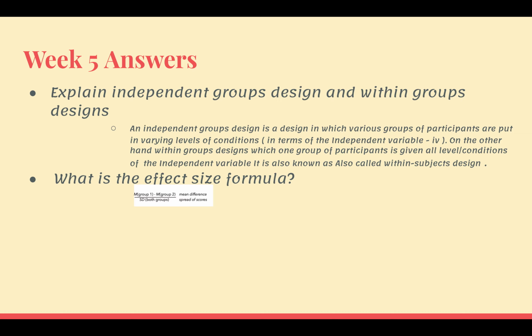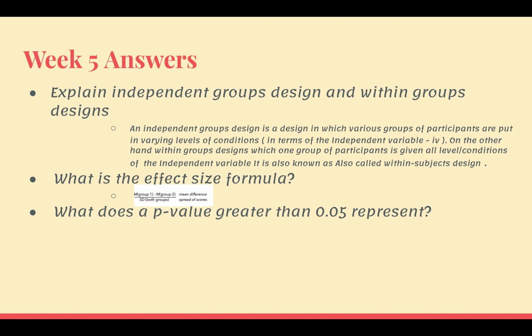What is the effect size formula? The effect size formula is as shown in the diagram, but it's basically mean difference divided by spread of scores. It's important to also remember that when D is 0, there's no effect. When D is 0.2, there's a small effect. When D is 0.8, there's a large effect.